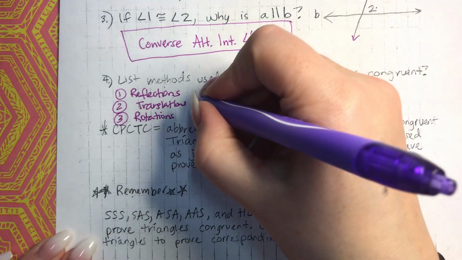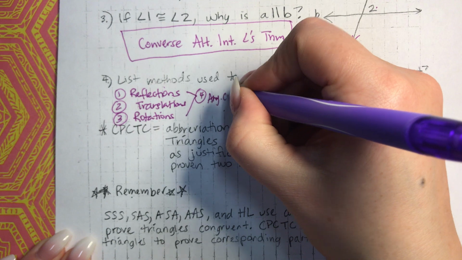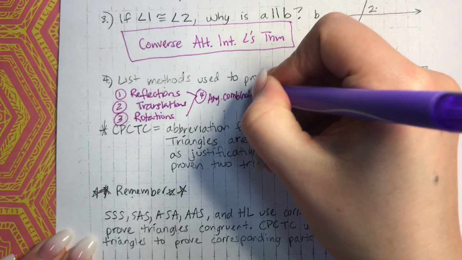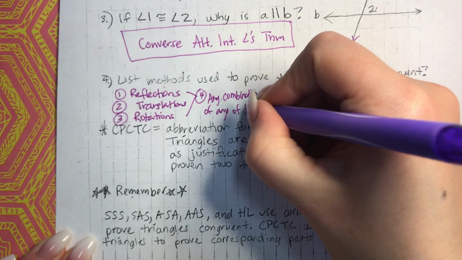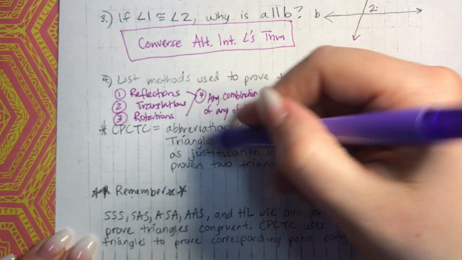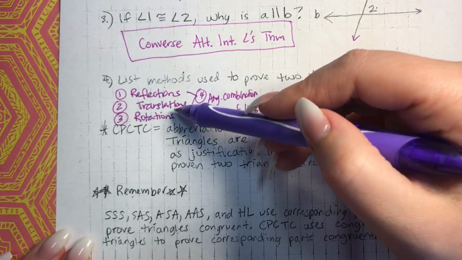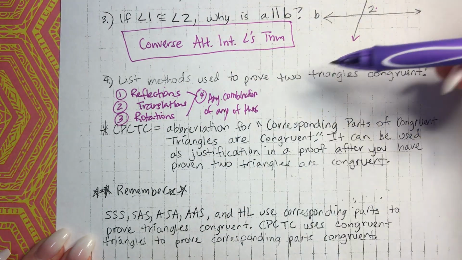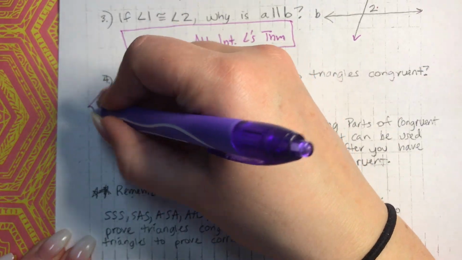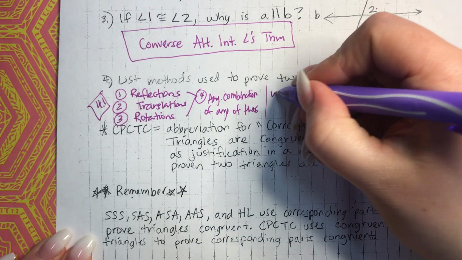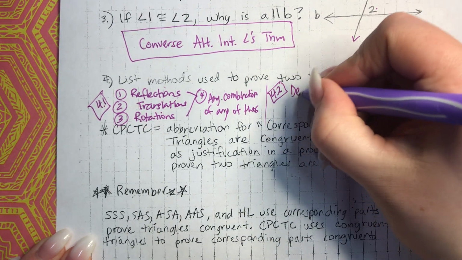Or the fourth would be any combination of any of those, right? Like multiple. If it was a reflection and a translation, or a translation and a rotation, or even a reflection, translation, and rotation. If you could prove that, then you know that those two triangles are congruent. Okay, so that was 4-1, right? And then what happened? 4-2, we had the definition of congruent triangles.